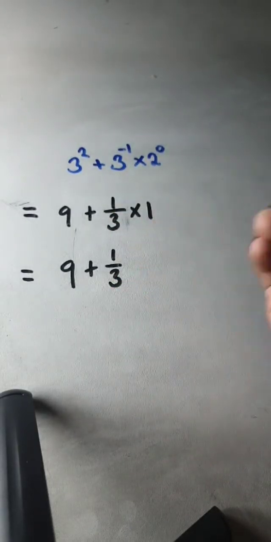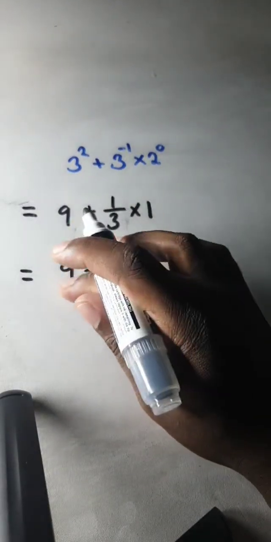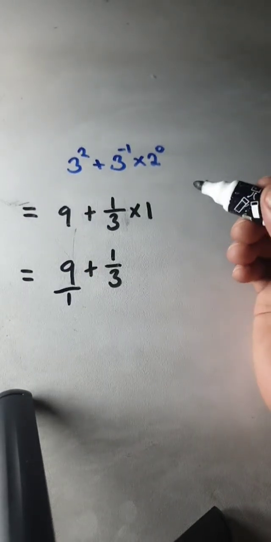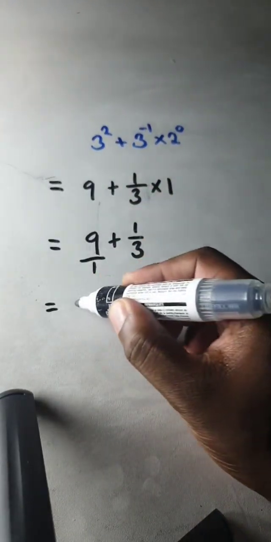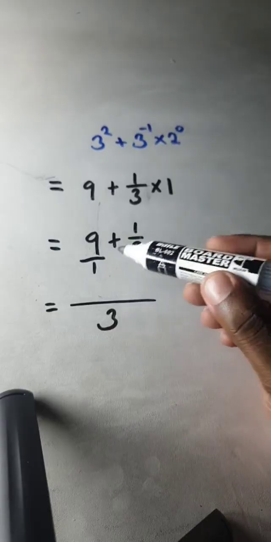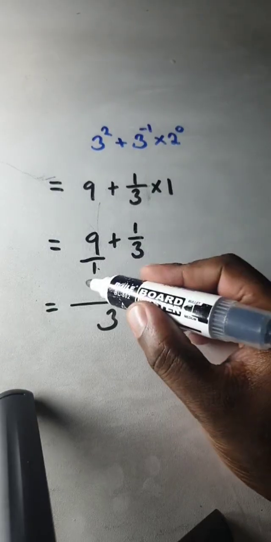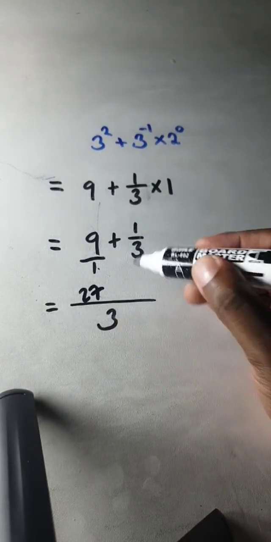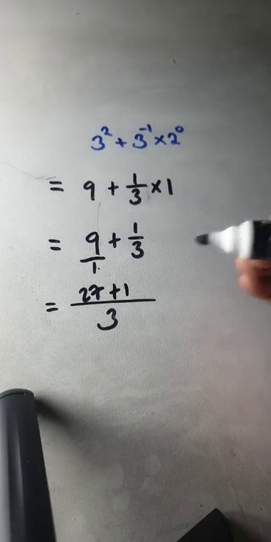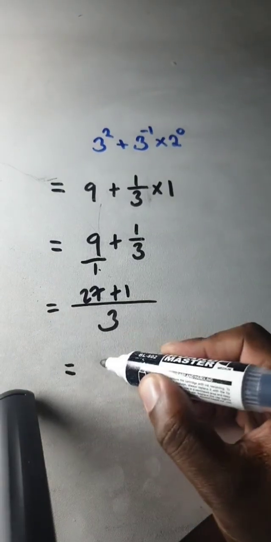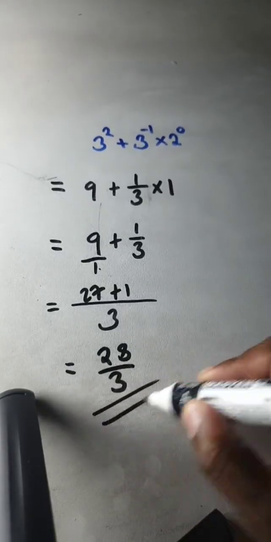Then we can express this as a single fraction because we have the whole number and the fraction. So we can simply say over 1, and express that as a single fraction. The common denominator will be 3. 1 into 3, it is 3. 3 times 9 is 27. 3 into 3, it's 1. 1 times 1, it's positive 1. So 27 plus 1 will get 28 over 3. That's our answer.